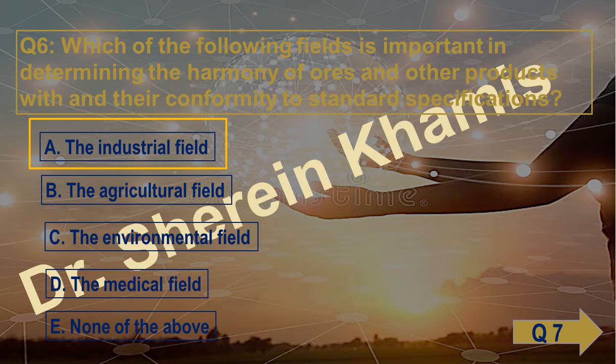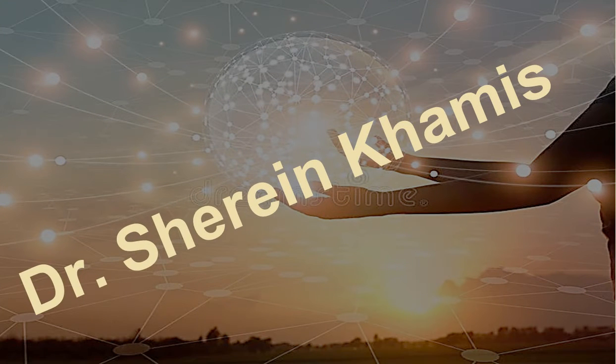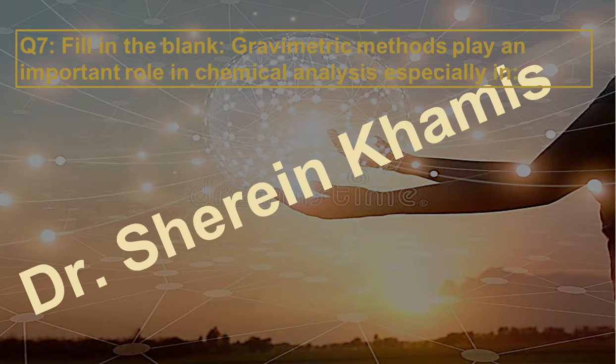Okay, let's go to question number 7. Question number 7 says, fill in the blank. Gravimetric methods play an important role in chemical analysis, especially in space. We want the answer here in the spaces.